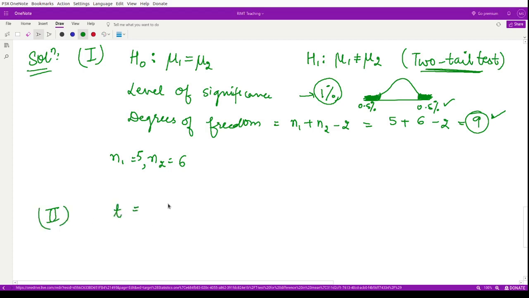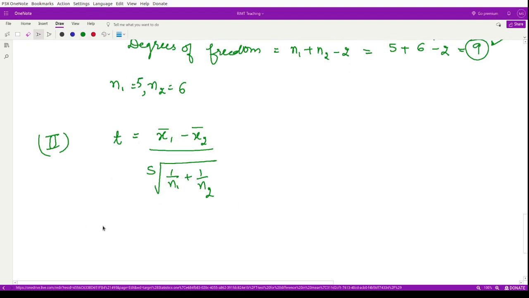The next step is you wanted to compute your t statistic. The formula for computing the t statistic is given by x1 bar minus x2 bar divided by s times square root of 1 by n1 plus 1 by n2, right? For that we require x1 bar, x2 bar and s. So first of all, let us compute all these quantities.